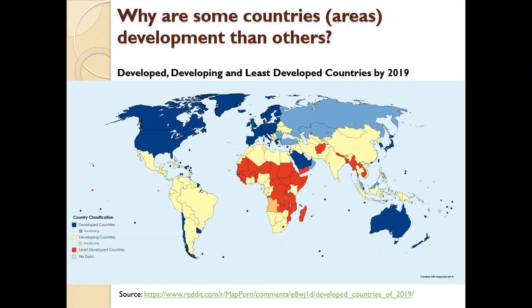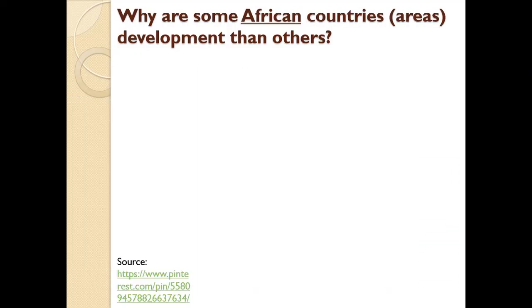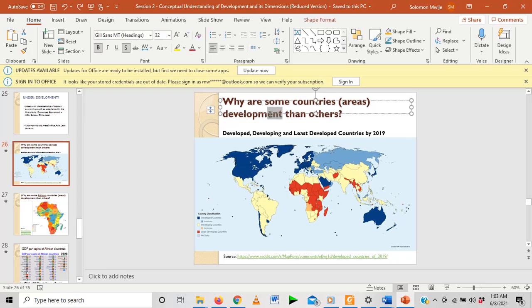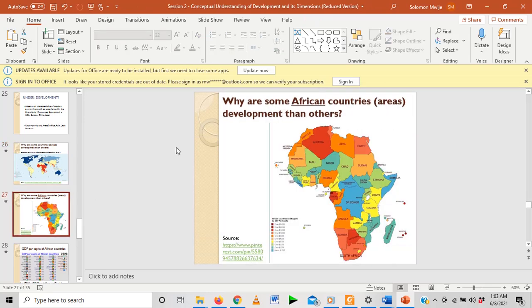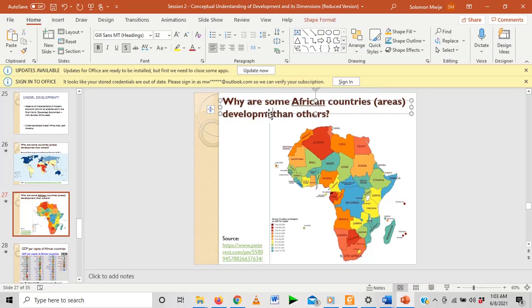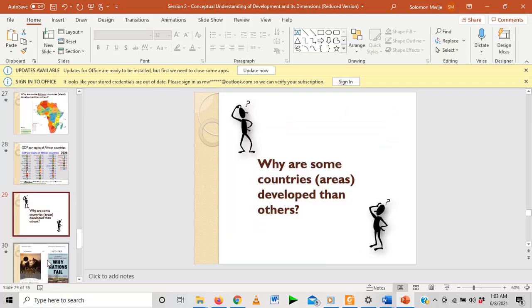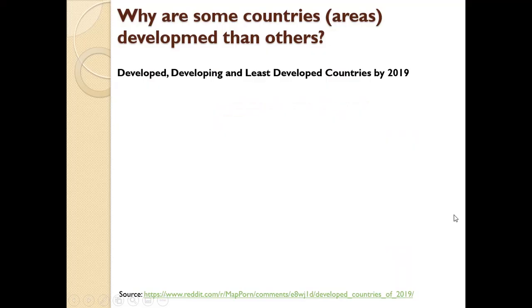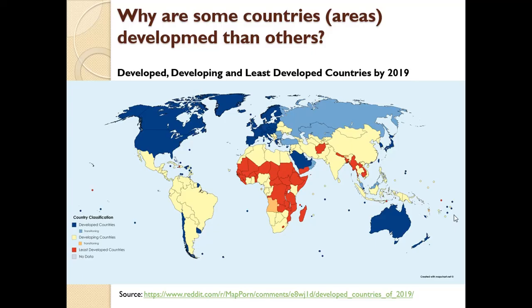Okay, so that was global. Now let's come to Africa, to our own. Okay, because most of you in this class are from African countries. So why are some African countries or some African areas developed? Okay, so this was global, and we asked why are some countries developed.